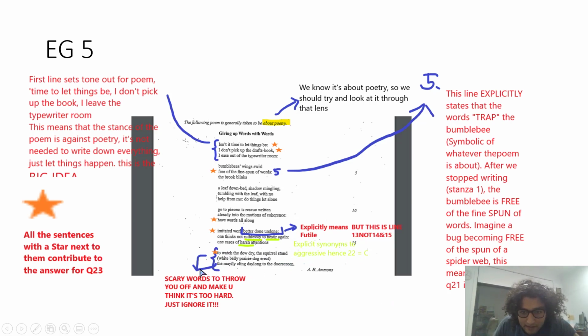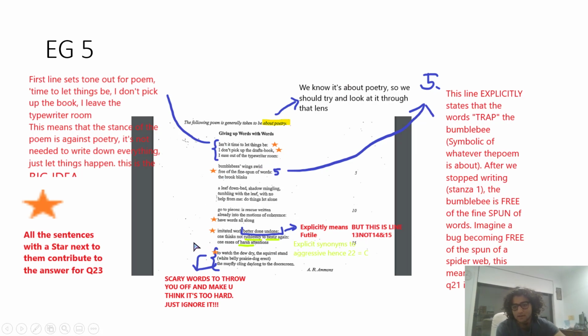So if we look at the last paragraph: to watch the dew dry, the squirrel stand, white belly prairie dog erect, the mayfly cling daylong to the doorstep. What does that mean? That's barely English, right? Those are scary words to make you think, I have no idea what this poem means. But you don't need to think too much about it because the meaning is explicitly given in the rest of the poem. So don't let it throw you off. So as you see, all these lines with the orange star, right?